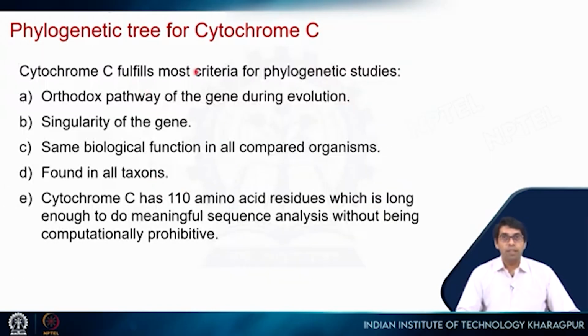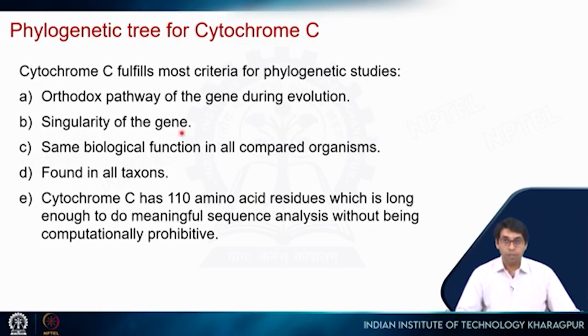So, phylogenetic trees are created using proteins which have certain criteria. For example, cytochrome C fulfills most of the criteria that are needed for creating a phylogenetic tree. It has this orthodox pathway of gene during evolution. Okay. So, nothing fancy, nothing funny happened. Okay. So, we can trace this protein in different species.